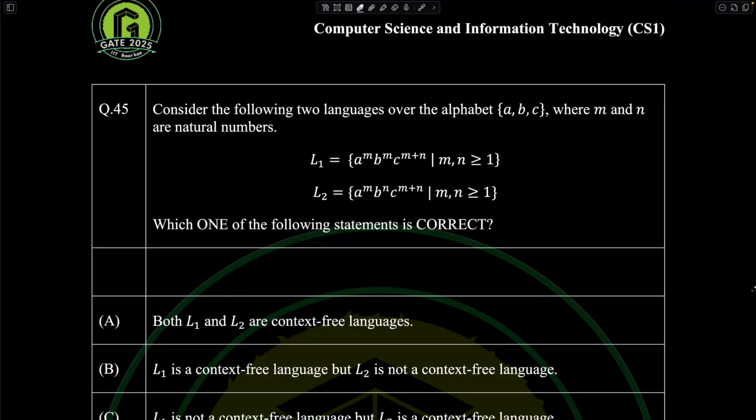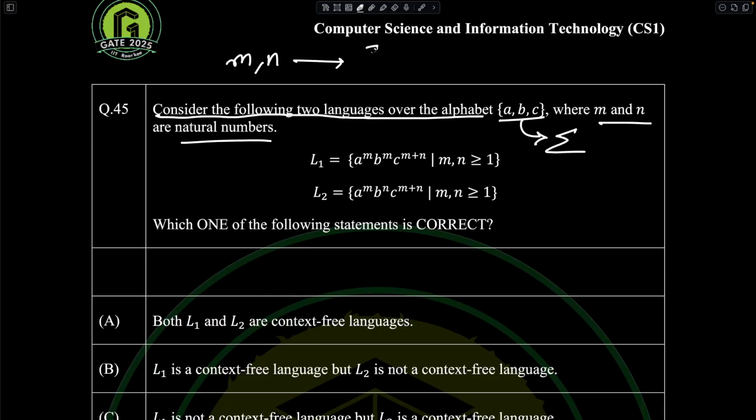Okay, so let's solve this question. The question states: consider the following two languages over the alphabet. This thing is given as our alphabet for this question, where m and n are natural numbers. That is, m, n take values from the set 1, 2, 3, ... till infinity. Which one of the following is the correct option?